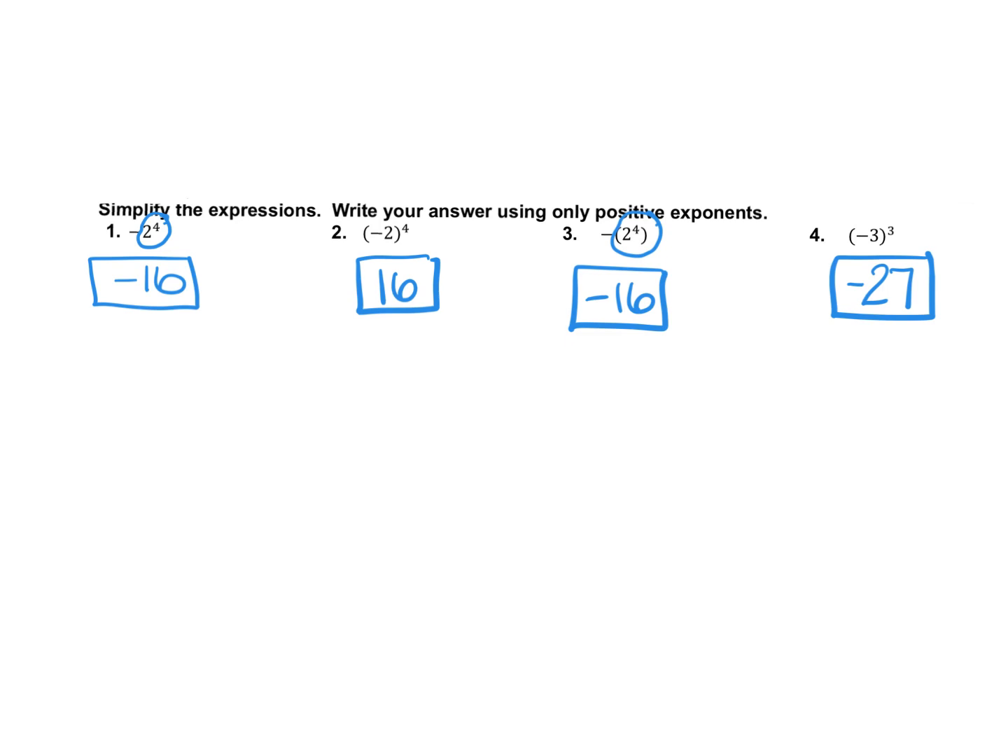Notice that for question number 2, we had an even number, where for question number 4, we had an odd number. So if you have an odd number, it's going to remain negative. All right, question number 5, again, just evaluate. 3 times 3 is 9. We're going to have the negative 9.